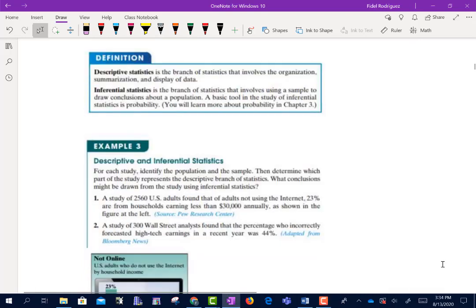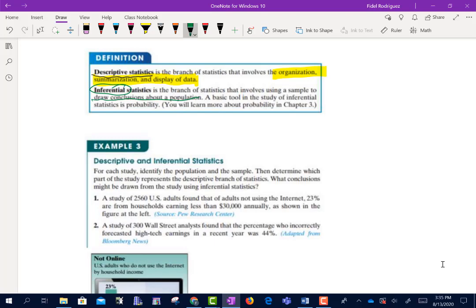Okay, so the next part here is descriptive statistics and inferential statistics, okay? So let's go through this part here. It says descriptive statistics is a branch of statistics that involves the organization, summarization, and display of data. Okay, so there should be some organizing, summarizing, and displaying of data. Inferential statistics is the branch of statistics that involves using a sample to draw conclusions about a population. Okay, so we're going to draw conclusions about a population. Inferential means we're going to infer. What can you gather from this, okay?